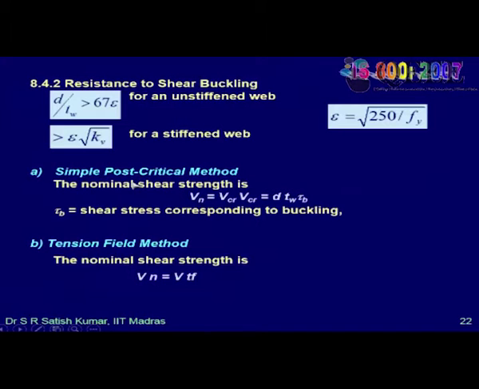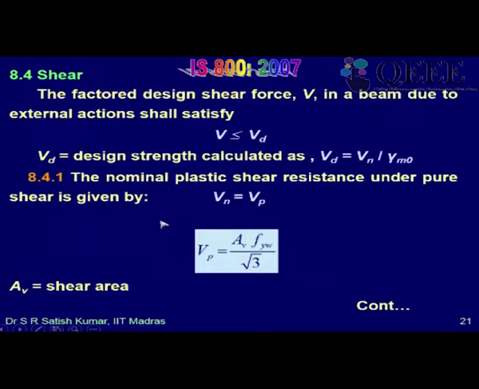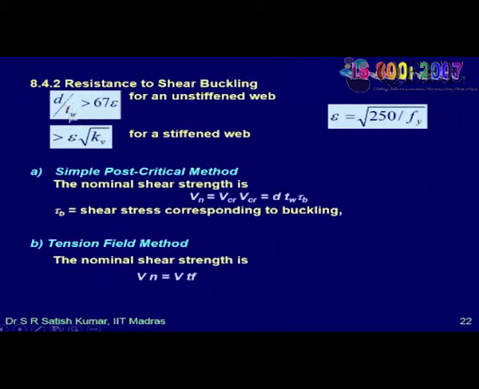So in 8.4.2 we go to resistance to shear buckling. The code says a web panel will buckle in shear before yielding when d by tw is greater than 67. If d by tw is less than 67, it will yield, so you don't have to calculate the shear buckling stress, and you can directly use this equation. So only when d by tw is greater than 67, we must calculate the resistance to shear buckling, and that is given by this.